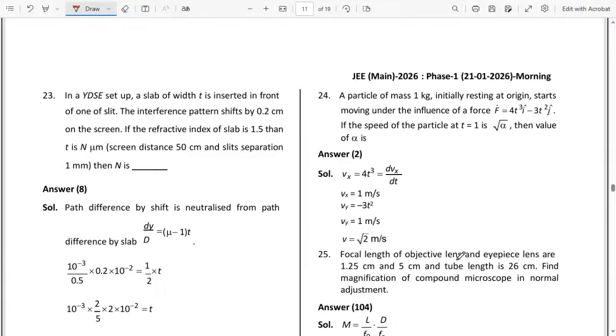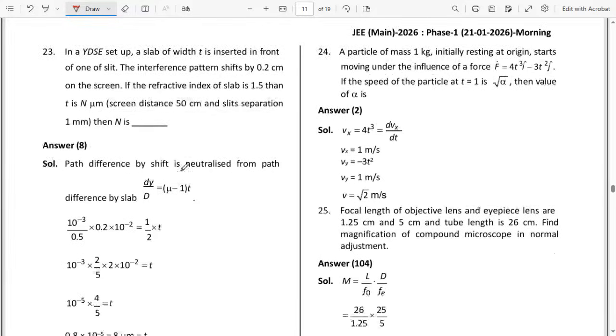Next, question number 23. In a YDSE setup, a slab of width t is inserted in front of one of the slits. The interference pattern shifts by 0.2 centimeters on the screen. If the refractive index of the slab is 1.5, then t is n micrometers, with screen distance 50 centimeters and slit separation 1 millimeter. Then n is. So what is the answer? Answer 8 is the correct answer, students.